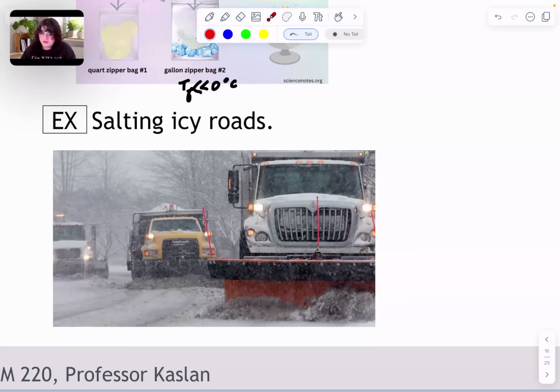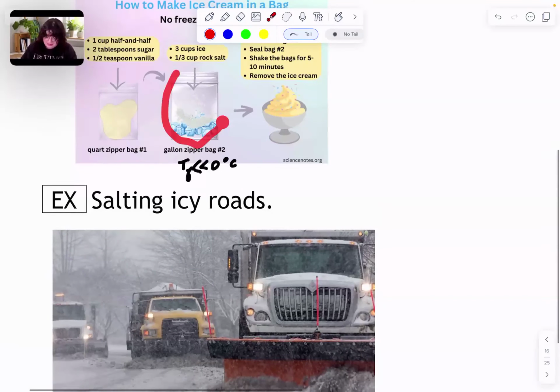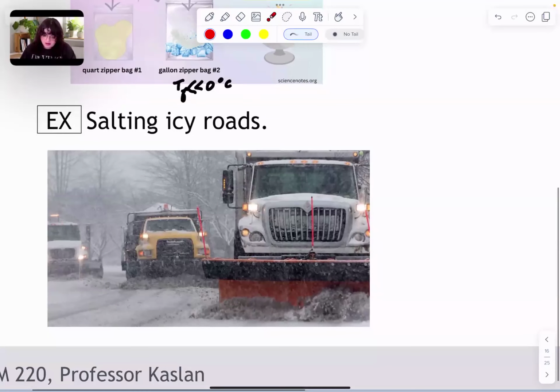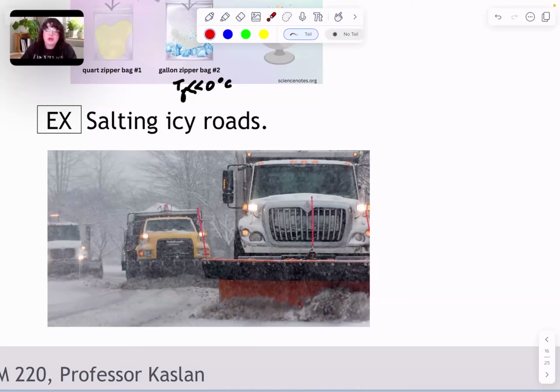And the reason for doing so is by adding now our solutes to our ice, our pure solvent, we are creating a solution, just like we did in our example of making old school ice cream, that has a lower freezing point than that of pure water, meaning we've now created a solution all over these roads that will not freeze at 32 degrees Fahrenheit. You'd have to be at even colder temperatures in order to freeze.